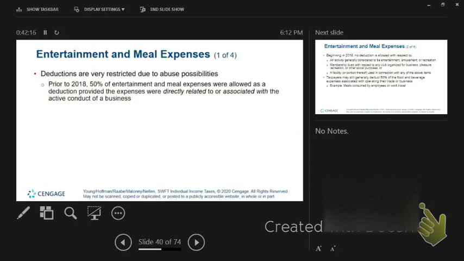All right, entertainment and meals. These have changed. Now, these were abused. I think most people know these were abused. You're smiling. So prior to 2018, 50% of entertainment and meals were deducted, provided they were directly related to and associated with the active conduct of business. Now, I don't know how many of you guys have gone on a business lunch or meal.